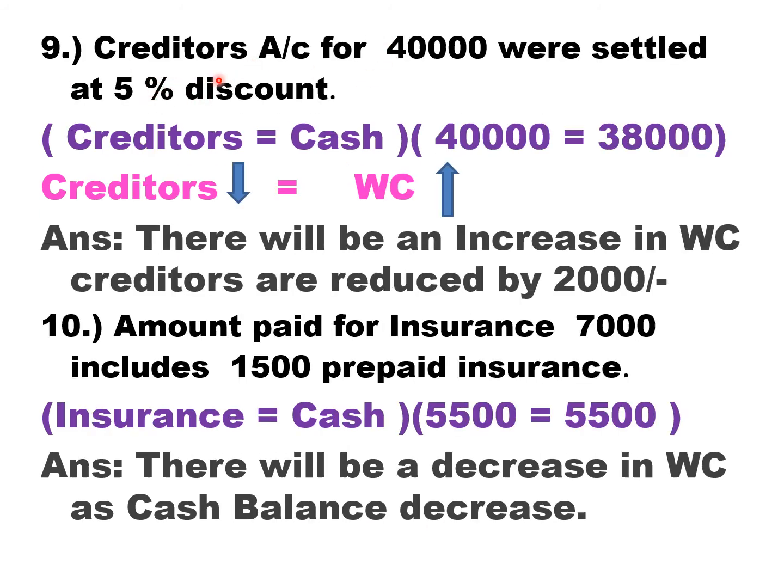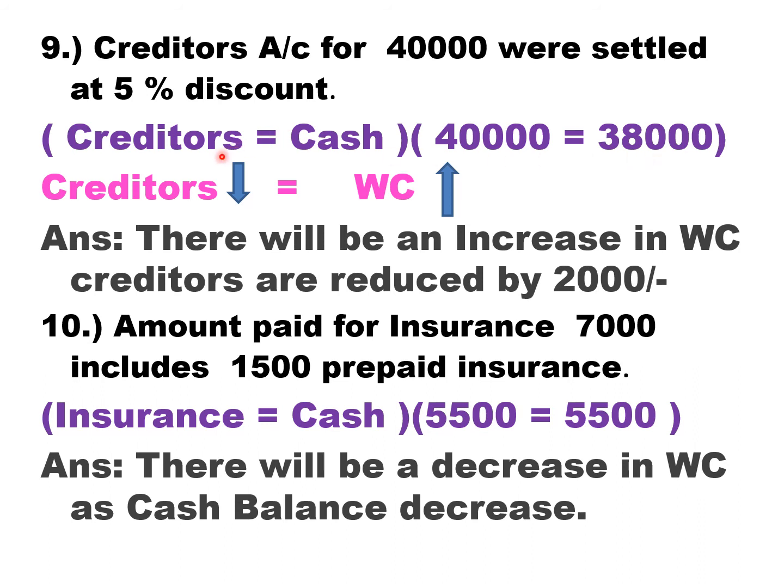Next students. Creditor account for rupees 40,000 was settled at a discount of 5%. 5% of 40,000, you get 2,000. So 40,000 creditors were paid at 38,000. How do you get 38,000? 40,000 into 5%, you get 2,000. So 2,000 is a discount on creditor. So students, creditors 40,000 should be paid, but you pay only 38,000.